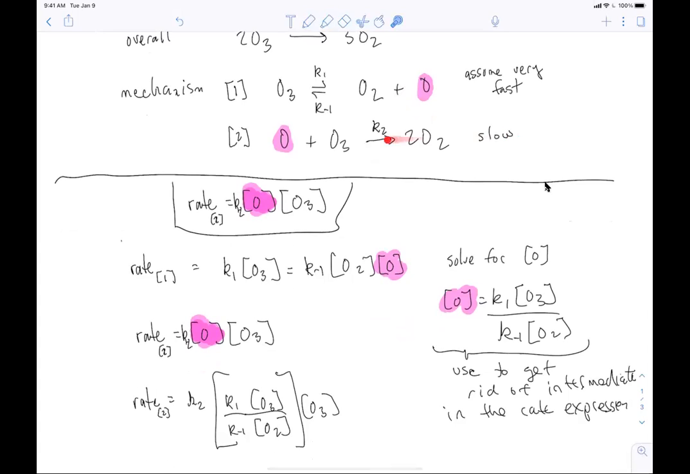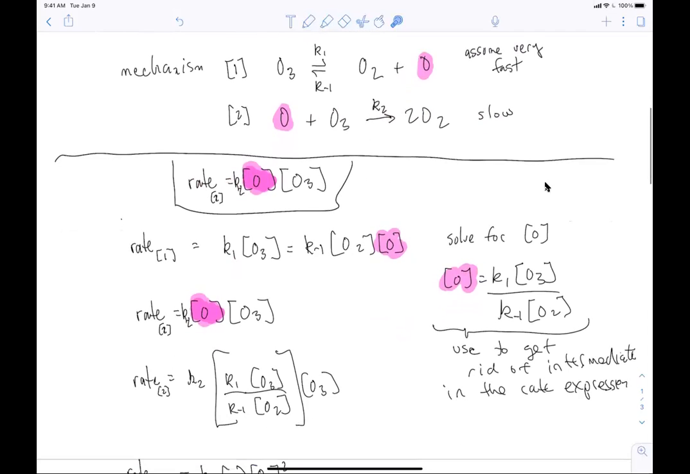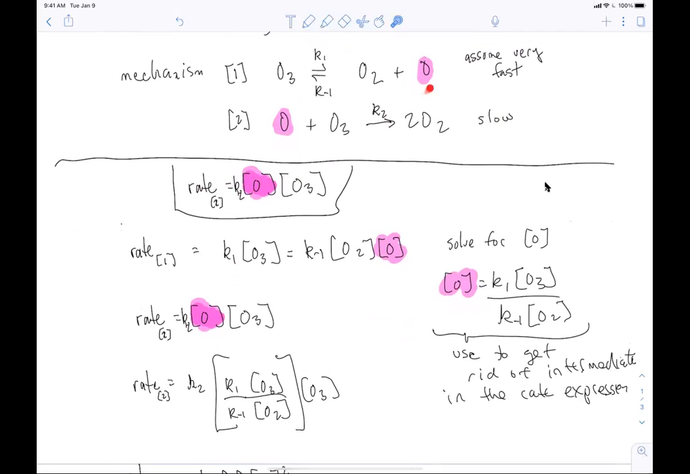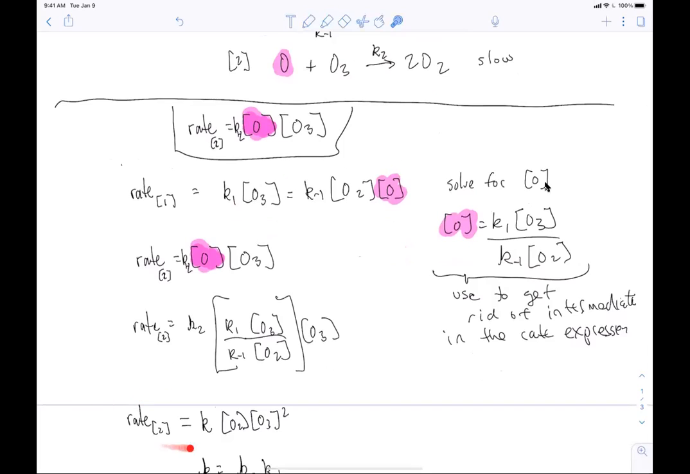And since when we write out the rate expression for the slow step, which ends up being the rate for the overall reaction, if it contains that intermediate, we have to get rid of that. And so we do that when you have an equilibrium like this by recognizing that the forward and the reverse reaction are the same rate. And so we can set those equal to each other and solve for the intermediate in terms of things that actually appear in the overall reaction and just use substitution to get rid of it. And that allows us to derive a rate law that is actually expressed in terms of the overall reaction.